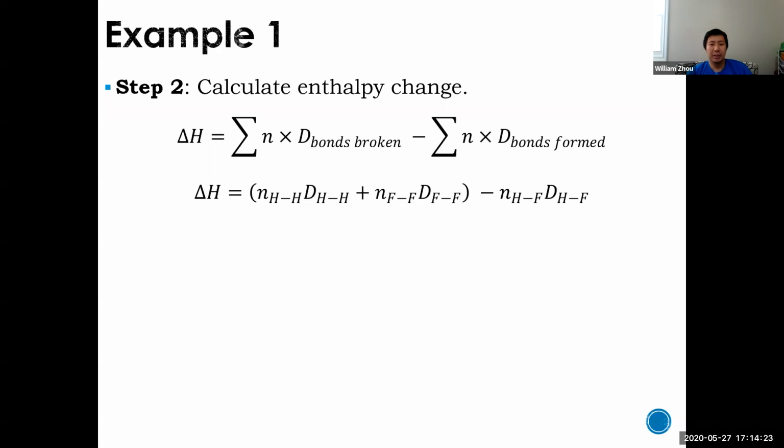Subtract the product. The product would be HF, so n(HF) times D(HF). That's the only product you have, so that's the only thing you subtract. You do not need a sum for that one because you don't have a second thing to add to.